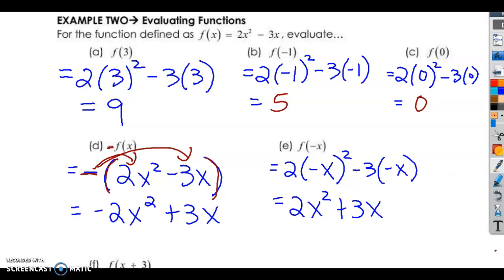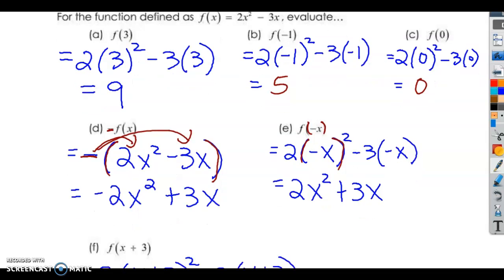We don't know the value of x for d, so we're done. And then when there's a negative inside the function, you're going to be inputting a negative x everywhere you see an x. So this is 2x, and now it's going to be negative x squared. When you square negative x times negative x, you get a positive x squared. All right, we'll get down to the trickier one at the bottom here.